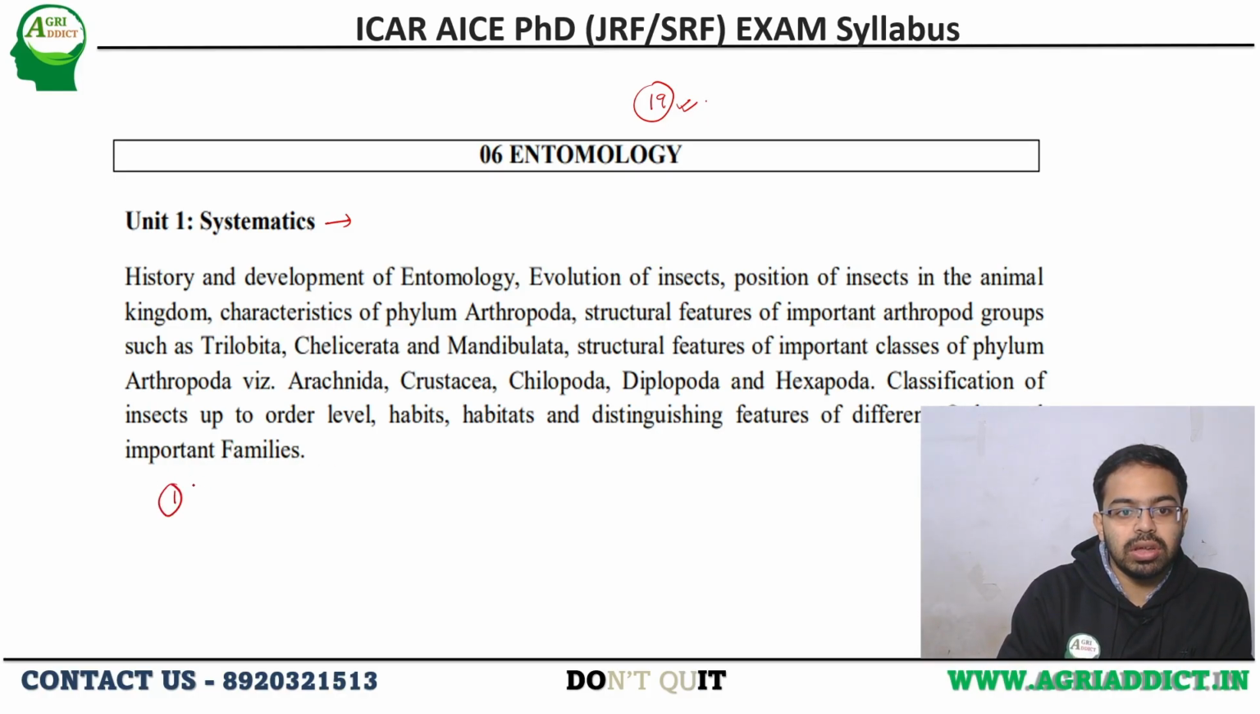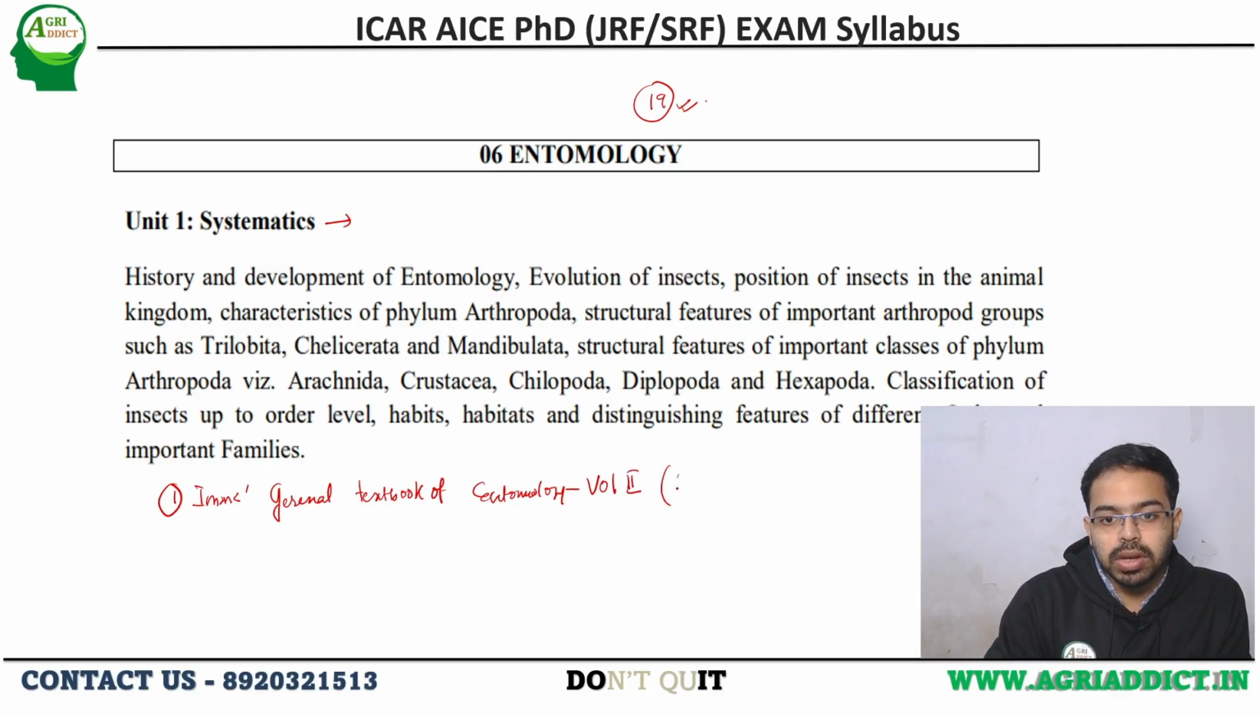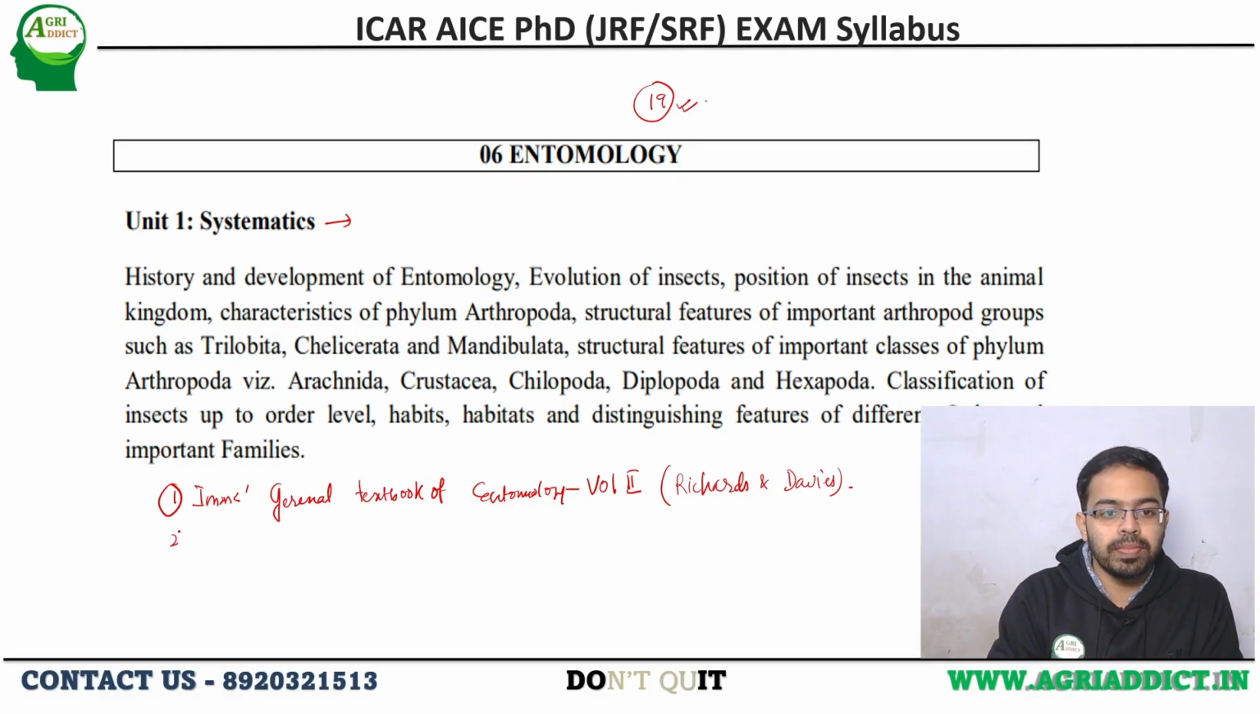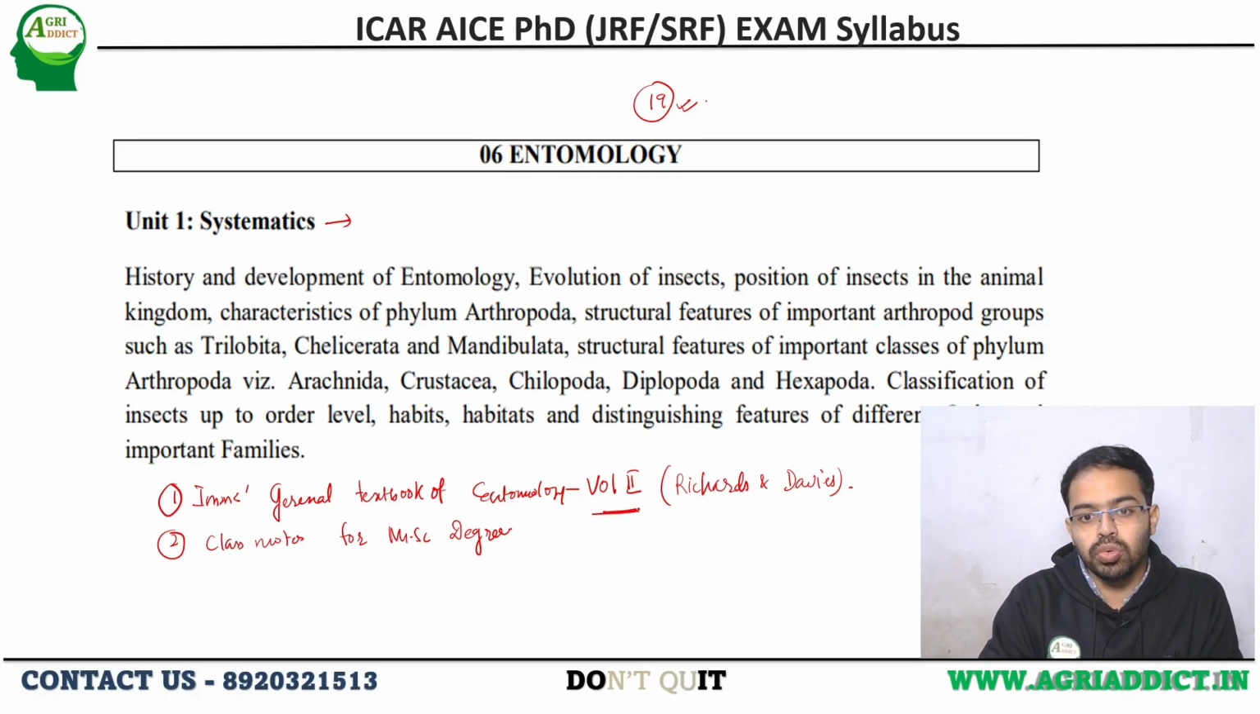The first book that you need to read is IMMS' General Textbook of Entomology, Volume 2. It is written by Richards and Davies. You need to read this book to get a clear-cut idea regarding all the parts in this unit. Now, in majority of cases, MSc students are busy in their research, so they will not get enough time to complete this. For this, I can recommend you go through your class notes for the MSc degree. It is always better if you can read IMMS General Textbook of Entomology Volume 2, but if you don't have enough time, you can go through the class notes for your MSc degree.